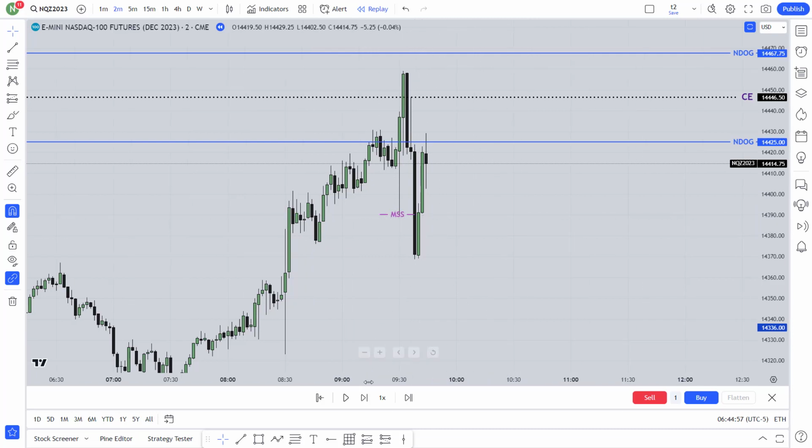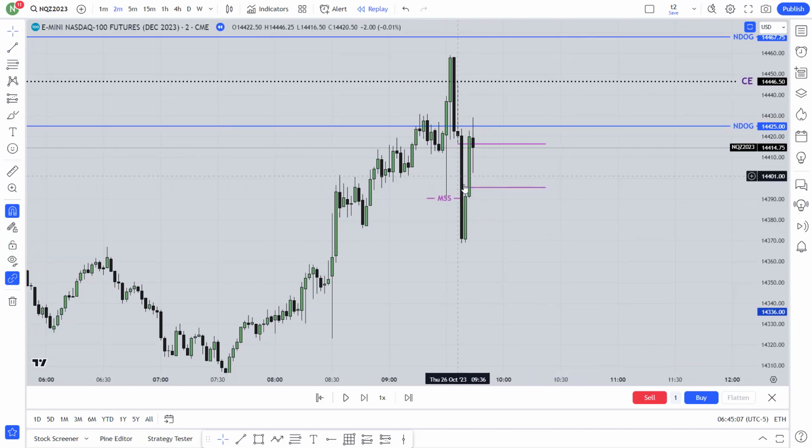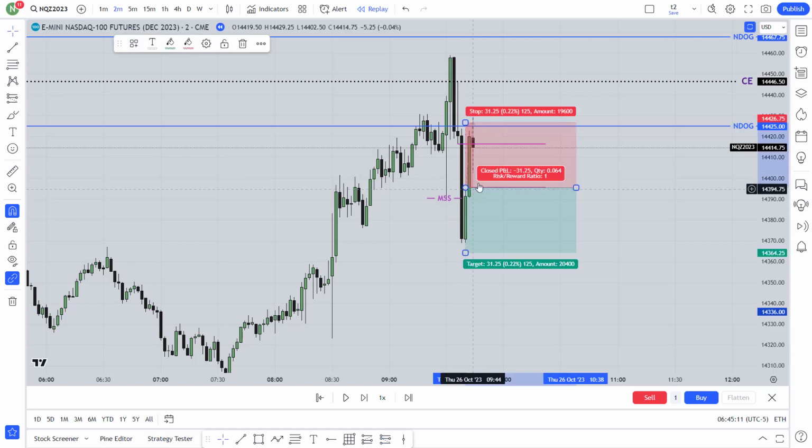After the market structure shift, I got the fair value gap. This is my fair value gap. Okay, so this is my fair value gap. When price comes to this fair value gap, specifically this fair value gap, I will take my entry. I will believe that the market will go lower.